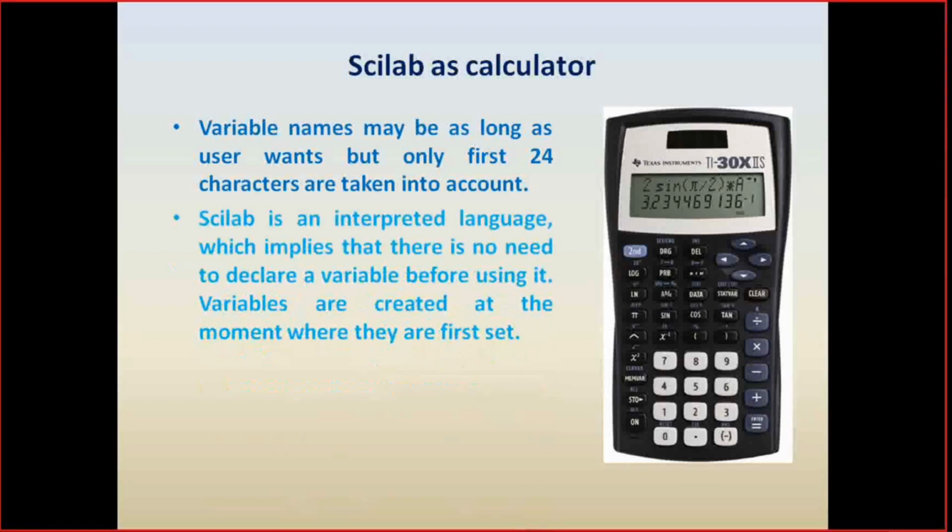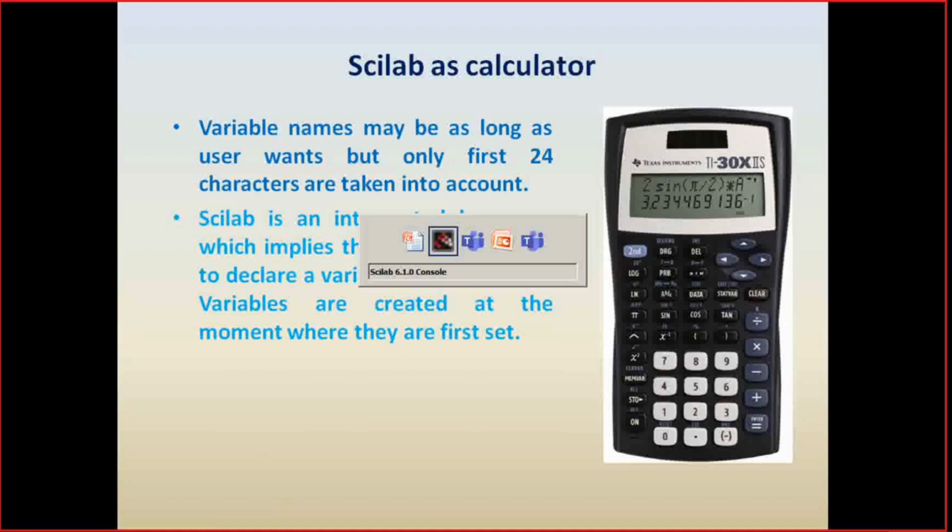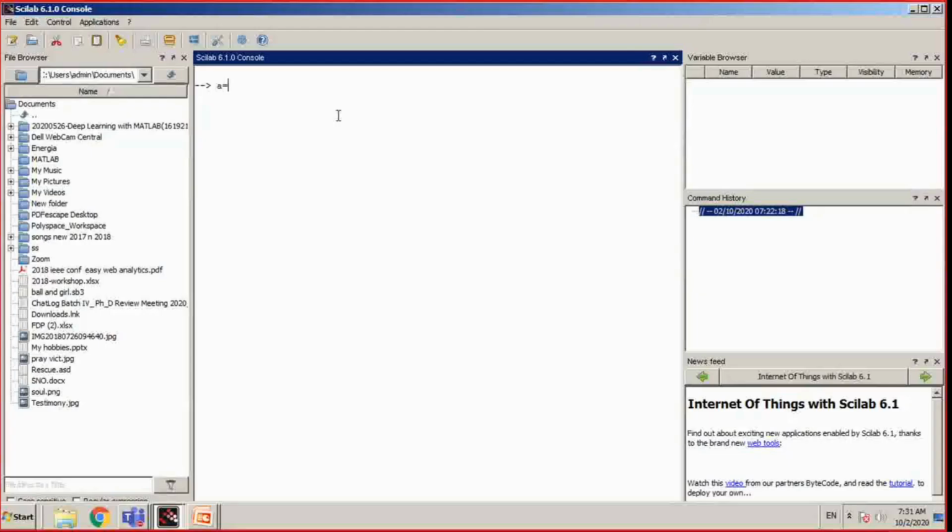Another major advantage of Scilab is it is an interpreted language, which implies that there is no need to declare a variable before using it. Variables are created at the moment when they are assigned. Now I am assigning a value of 4 to the variable a without any declaration, so it accepts this. a is equal to 4. Similarly, I am assigning a value of 3 to the variable b, so it is accepted.